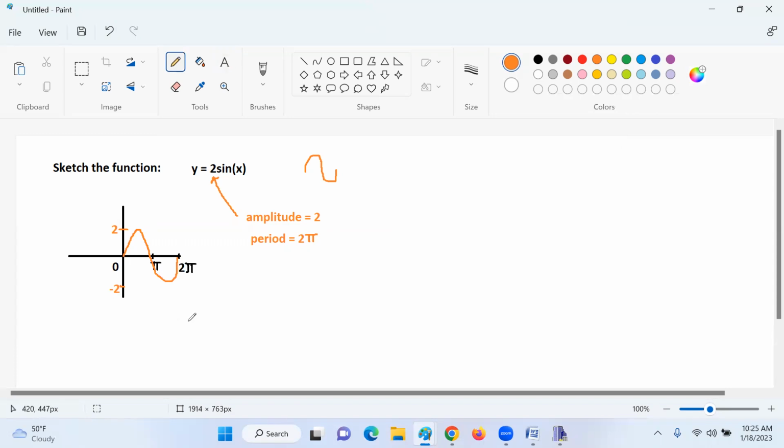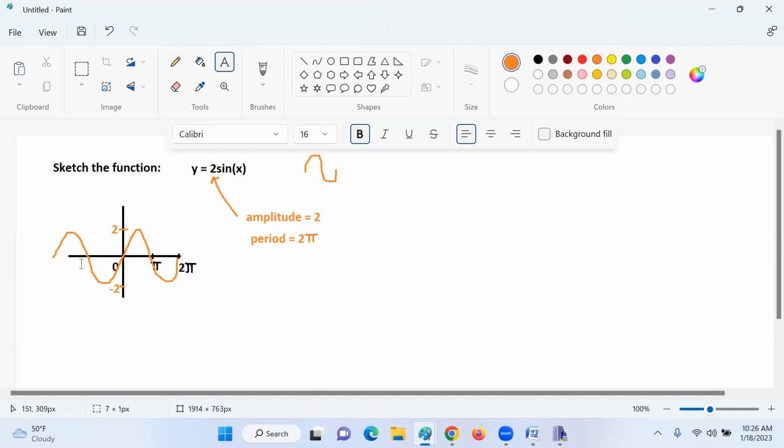Are we good with this? Remember, on the final exam I'm going to ask you to sketch 2 periods, so you're going to get the same thing. So this is from 0 to pi, and this one from 0 to -pi, and so on and so forth. This is 2 periods. If the question asks you to sketch 2 periods, you're going to do the same thing on the left.